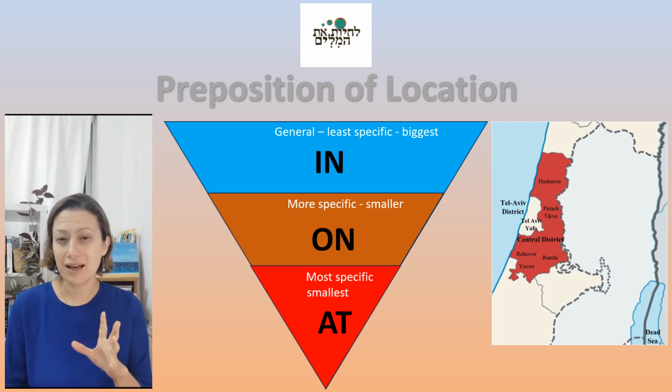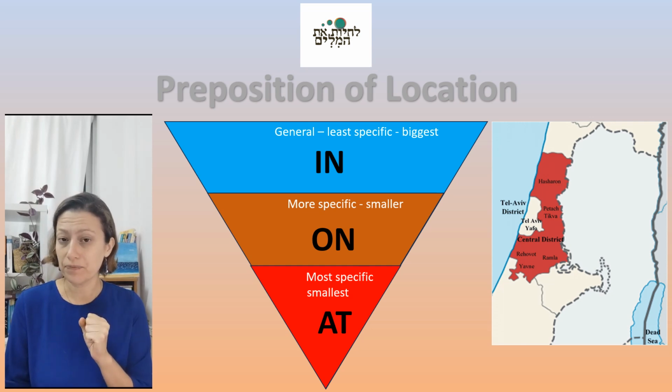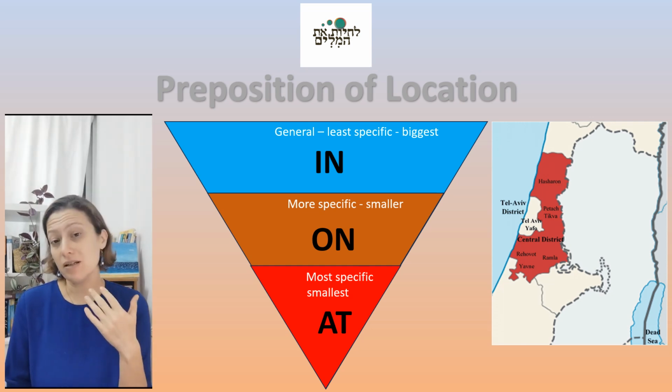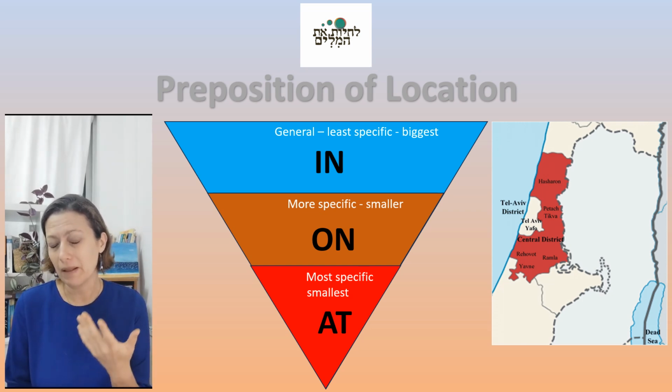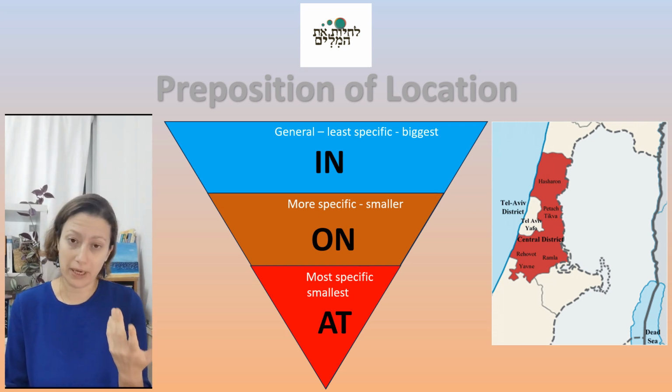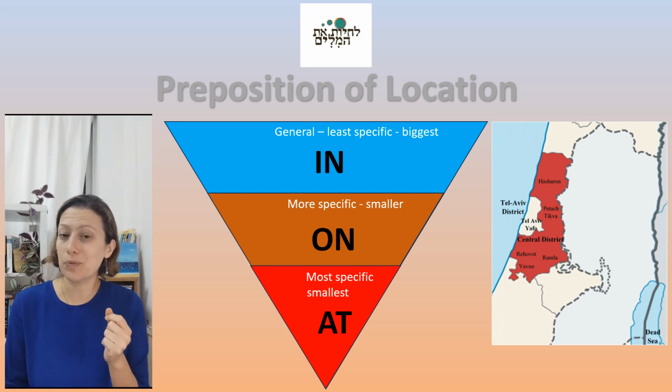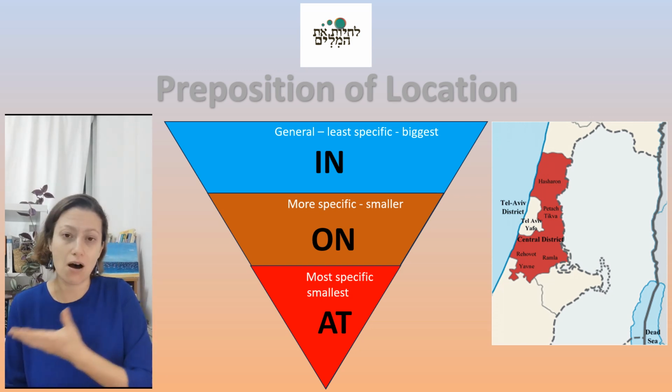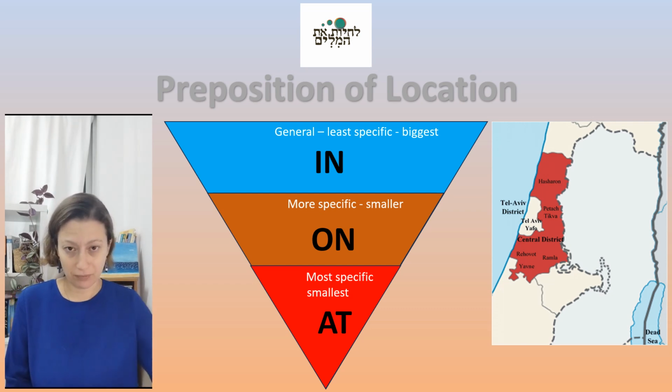Okay, at is the most specific and also the smallest. On is less specific, okay, and bigger. And in is the least specific and the biggest. Okay, so let's see how it looks on a map.